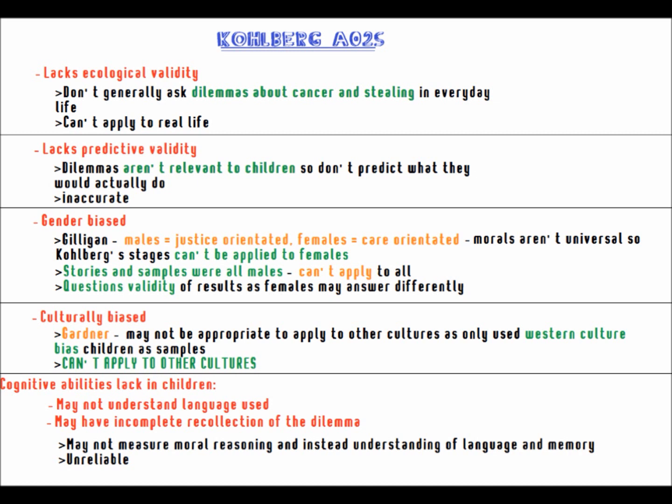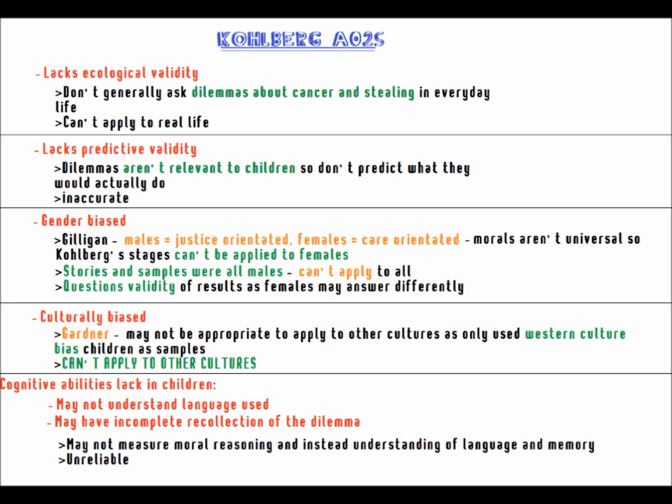The stories and samples were also all males, so you can't apply them to females. This questions the validity of the results, as females may answer differently. Culturally biased. Gardner says it may not be appropriate to apply Kohlberg's stages to other cultures, as Kohlberg only used children from Western culture in his samples.